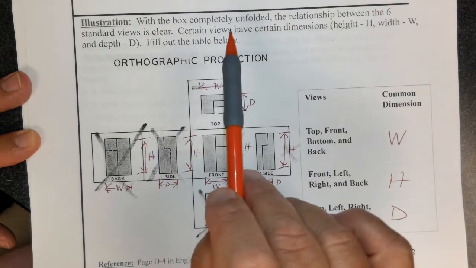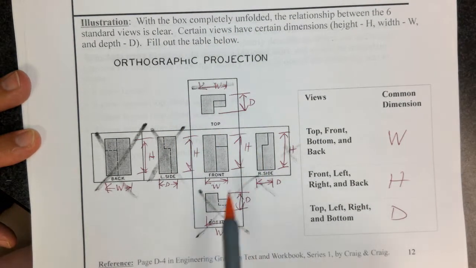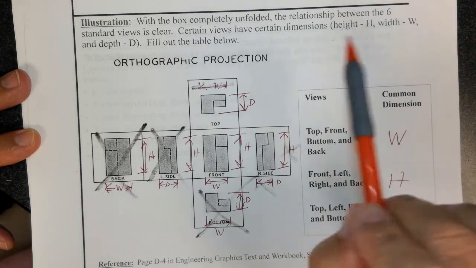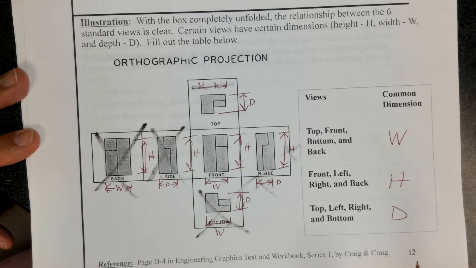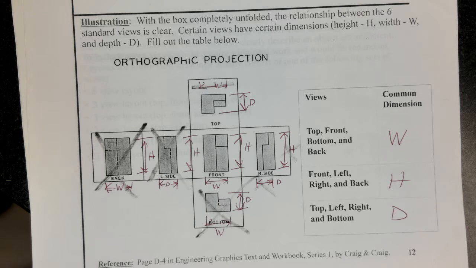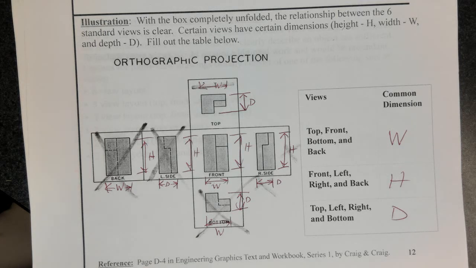With the box completely unfolded, the relationship between the 6 standard views is clear. Certain views have certain dimensions: height, width, and depth. If you look at the top view, you have the width and the depth. The front view has the height and the width. The right side view has the depth and the height. And the left side view has the depth and the height.